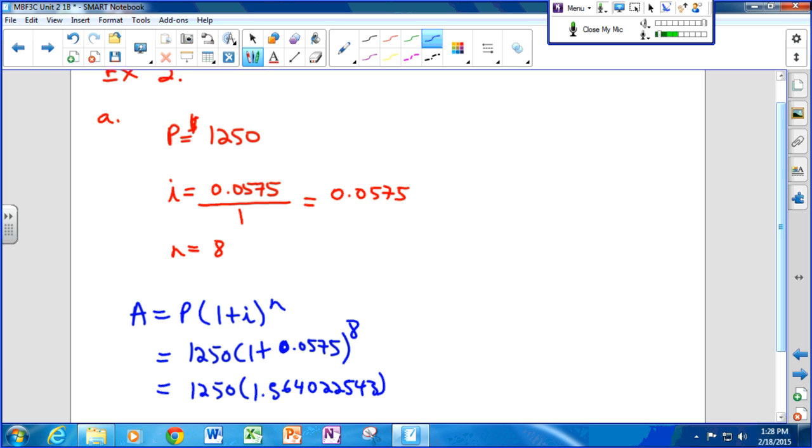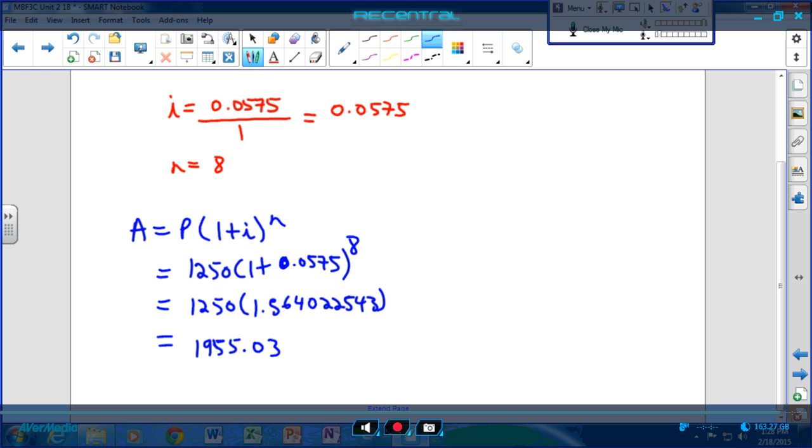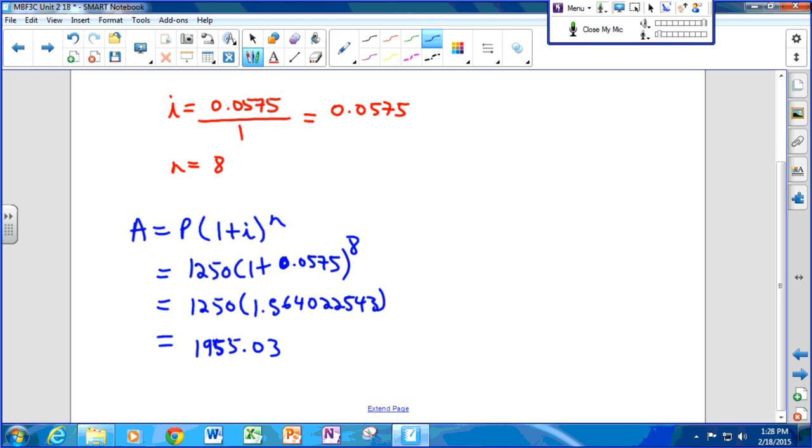Because what it's doing is you're applying that number to the principal to find out what the principal plus the interest, the amount, is going to be after the end of the investment. Okay, and I got 1955.03. I'll just round that off. And that's going to be dollars. So that's our A amount.